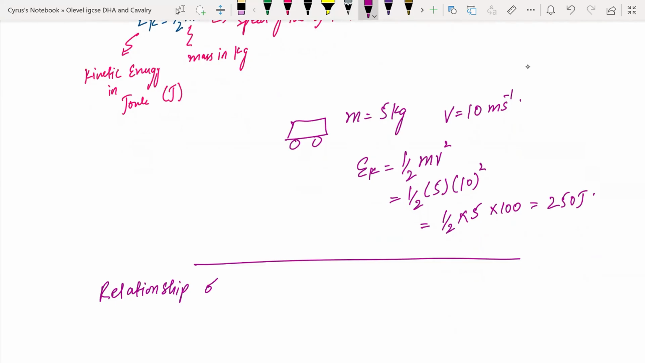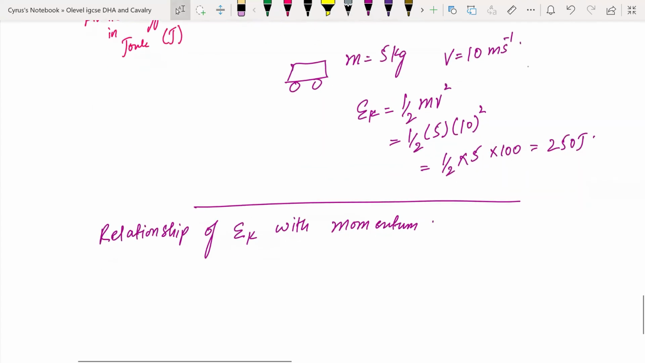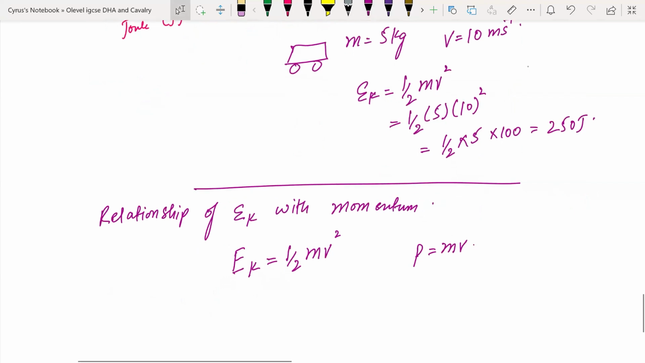relationship of kinetic energy with momentum. Let's say we have the kinetic energy as half mv square, and the momentum is mass into velocity. Show that kinetic energy is equal to p square over 2m.